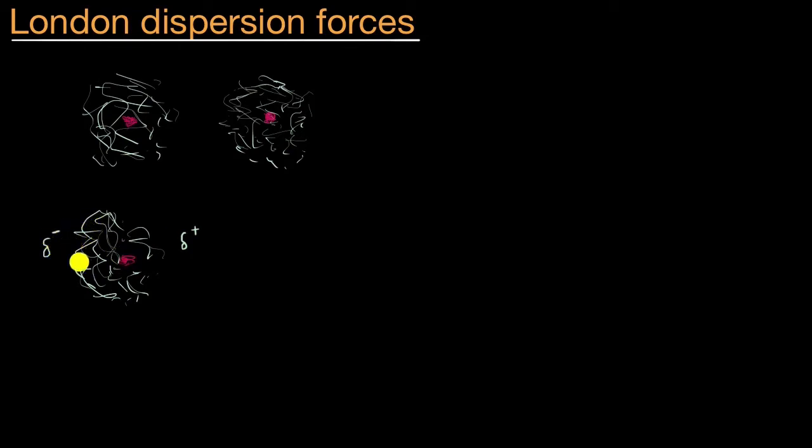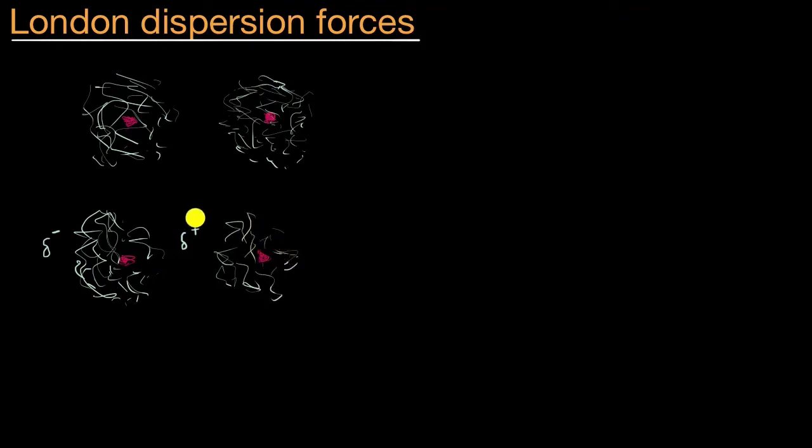Now, what might this induce in the neighboring atom? Think about that. Pause the video. Think about what might happen in the neighboring atom then. Well, we know that like charges repel each other and opposite charges attract each other. So if we have a partial positive charge out here on the right side of this left atom, then the negative electrons in this right atom might be attracted to it. So these electrons here might actually be pulled a little bit to the left.